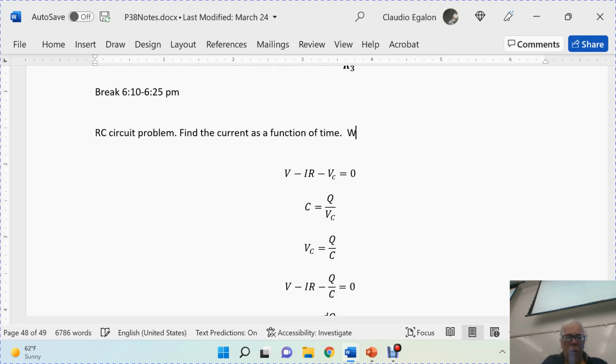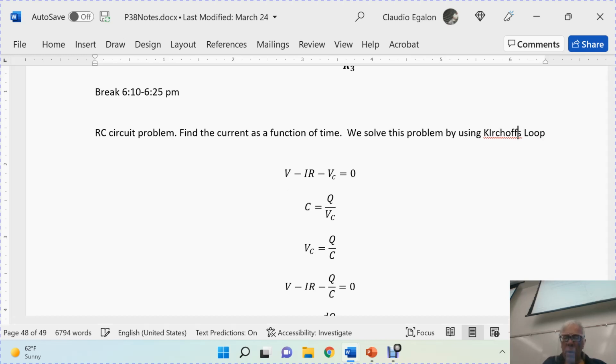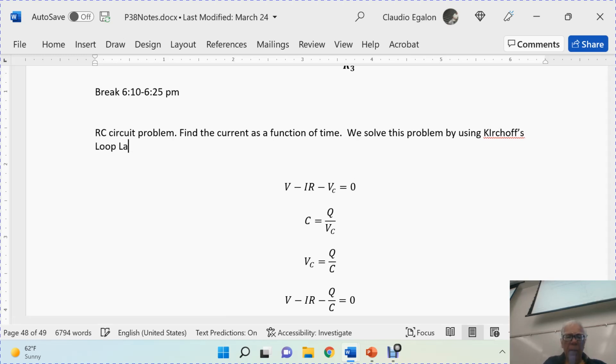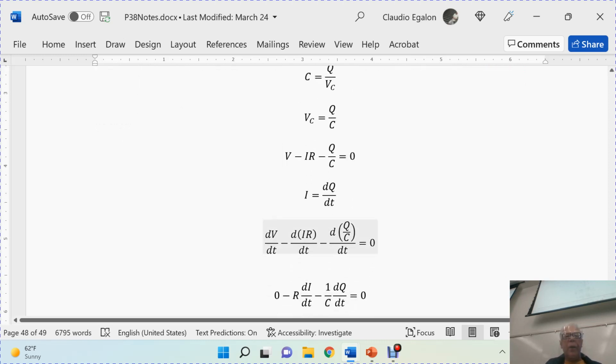Let me write that down here for you. We solve this problem by using Kirchhoff's loop law. Don't forget that the current is dq/dt. The current is positive because the capacitor is charging. The capacitor is increasing its amount of charge. So dq is positive, and consequently i is going to be positive as well.